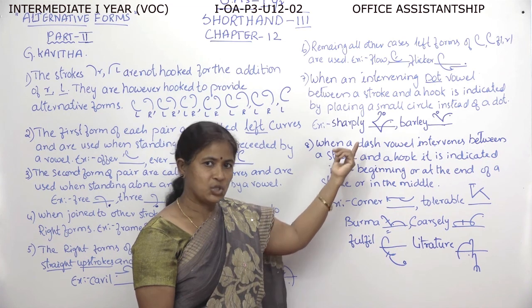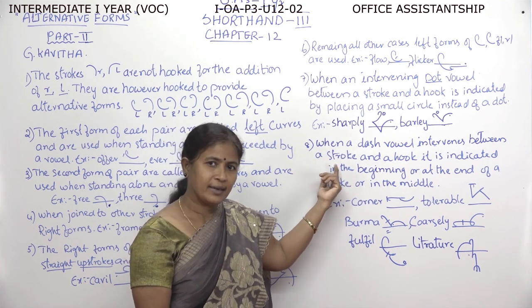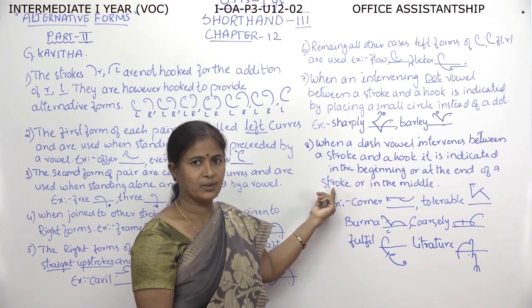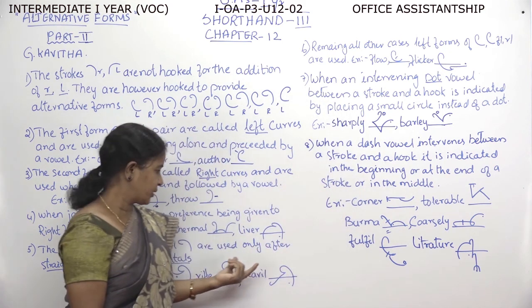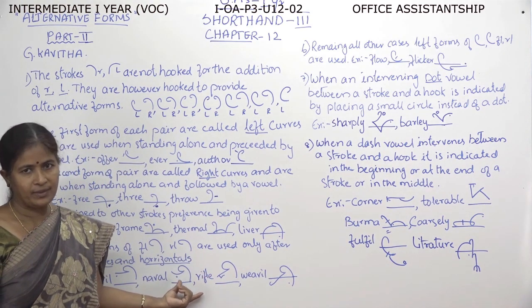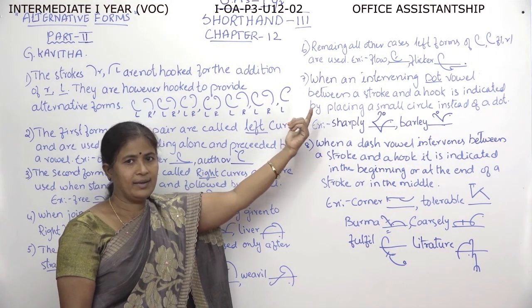Joyful, J and left form of full. Hopeful, hey, p and full, left form of full is very easy to join. Okay, only after straight upstrokes and horizontals we use right form of full and well. All other cases we use left form of full and well.